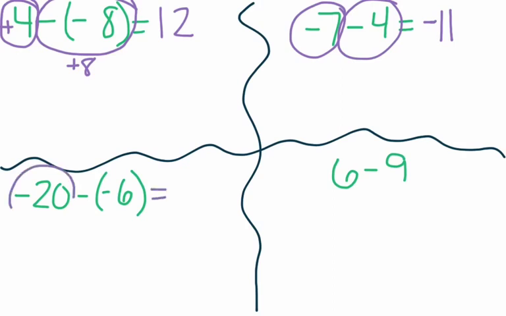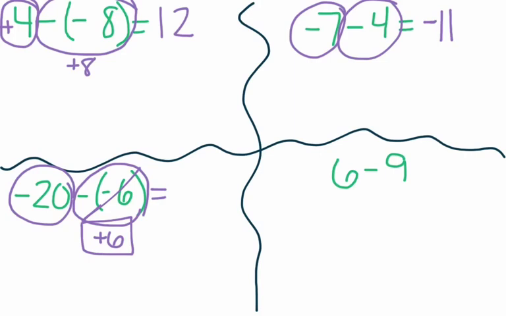Next, I have negative 20 and negative 6. Negative 20 minus negative 6. Double negative again, so when I have a double negative, that's actually going to become positive 6, because the opposite of negative 6 is positive 6. So this time I have 20 negatives and 6 positives.